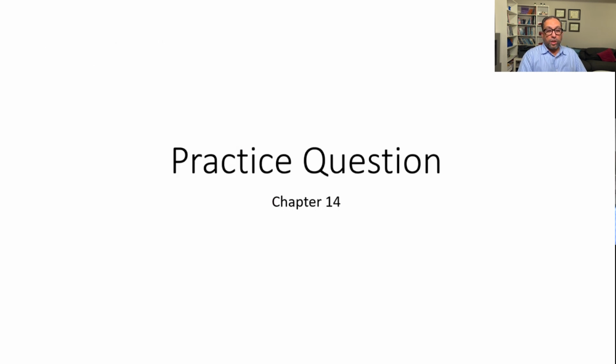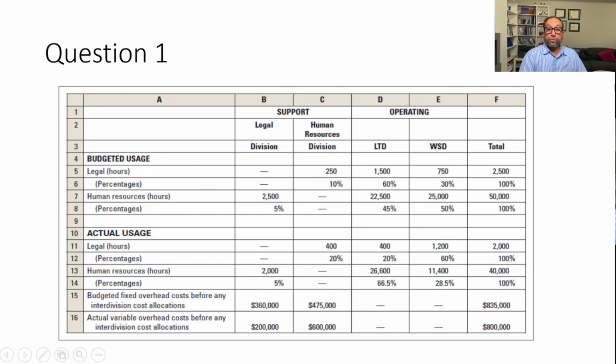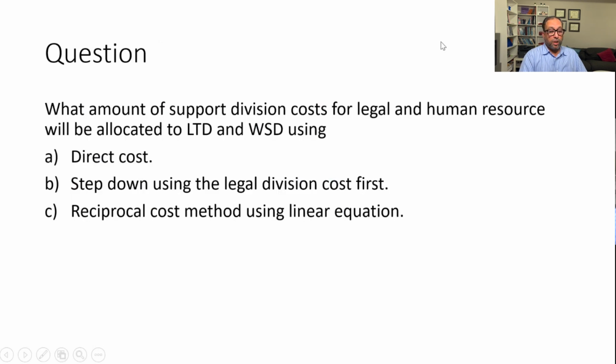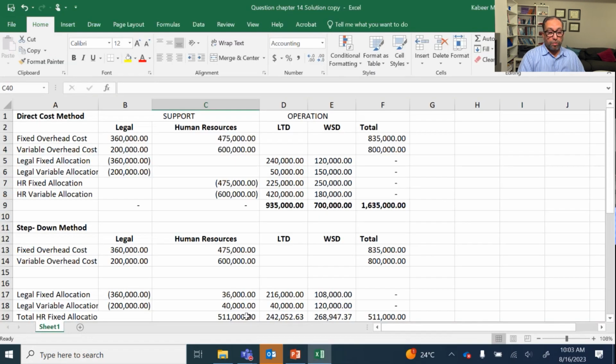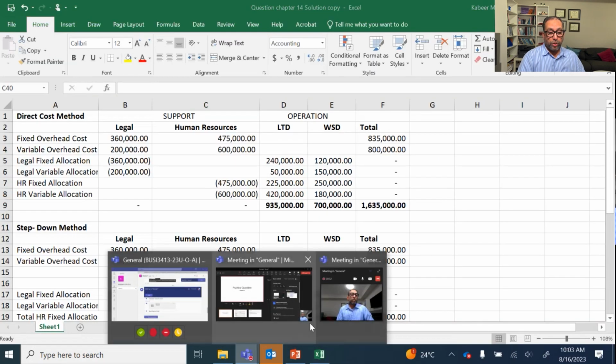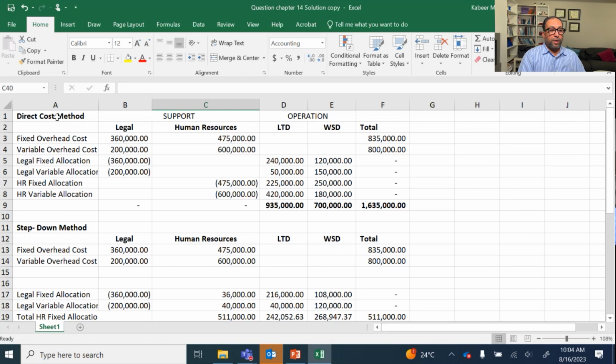So keep this question in mind. And now I show you the Excel solution. So this is my Excel solution. You can see this is a direct method. And what we did is we have a legal department and a human resource department. These are support departments. There's an operation department, which we call LTD and WSD, and this is our total.